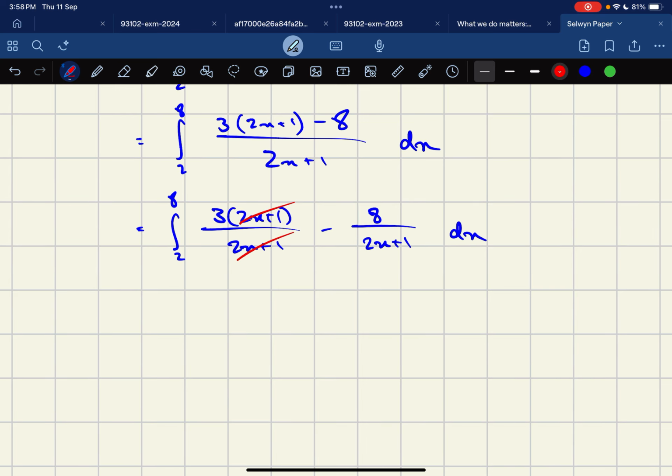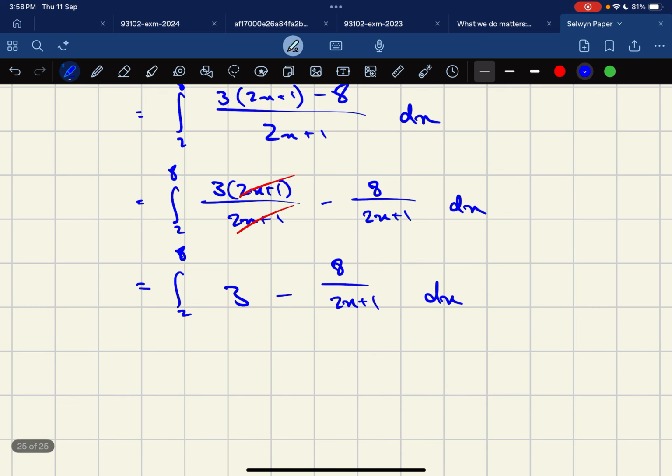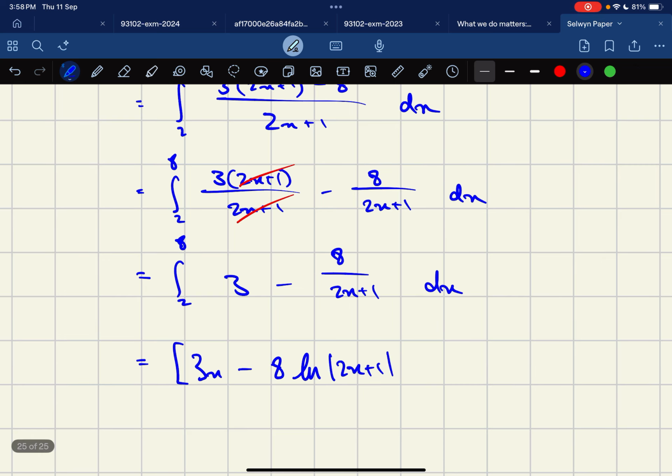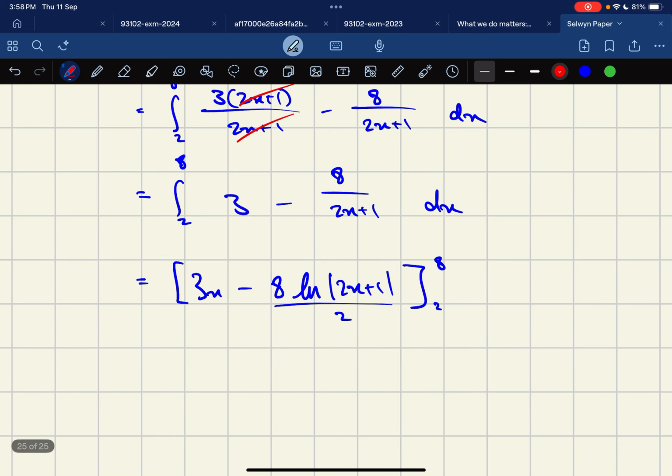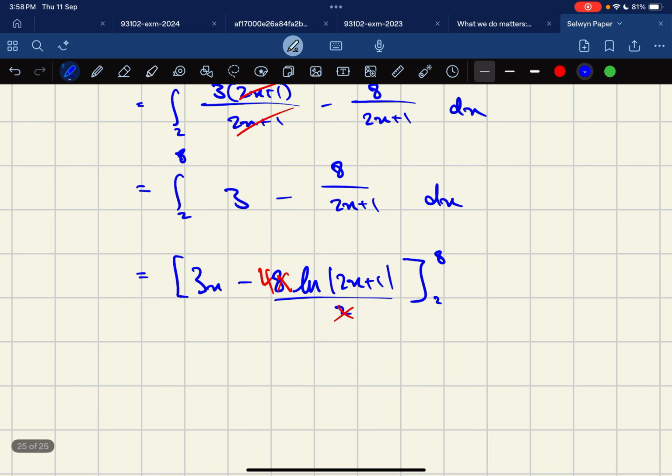So this is the integral from 2 to 8 of 3 minus 8 over (2x plus 1) dx, which then integrates to 3x minus 8 ln of (2x plus 1). But then, reverse chain rule, you have to divide by the derivative of the inside. You have to divide this by 2, from 2 to 8. And so this 8 and the 2 reduce down to just 4 over there. So then you can substitute in your values.